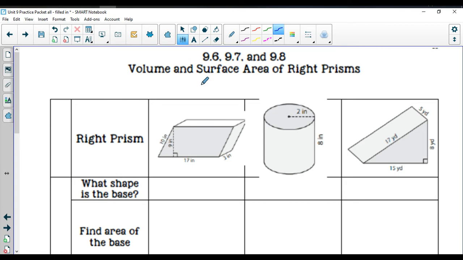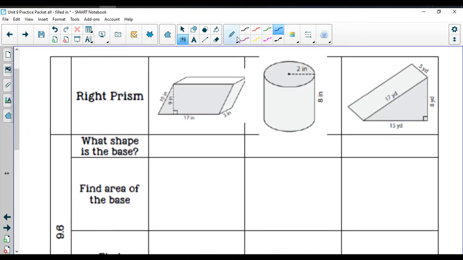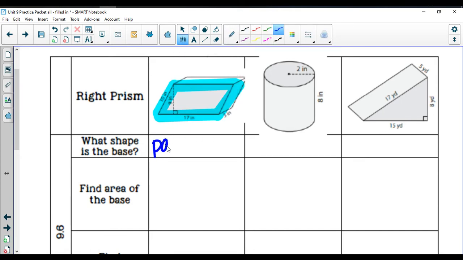We're going to just do the part for lesson 9.6 here in the practice packet for the volume and surface area of right prisms. So our prisms that we're talking about are across the top here. The first step that we're going to take is to go ahead and highlight the base. I would recommend that you do this as well, whether you have a colored pencil, crayon, whatever. So our base here on this first one is actually going to be a parallelogram. So my shape of my base is a parallelogram.